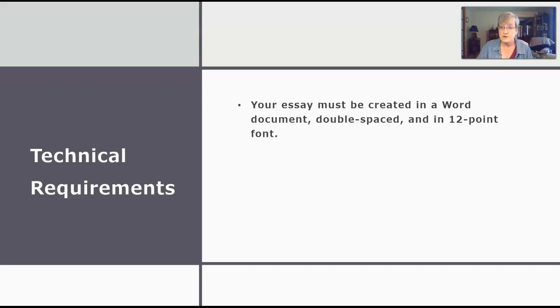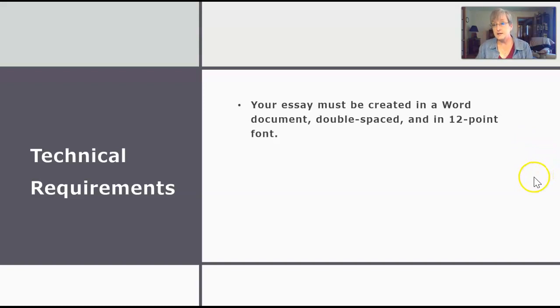You have access to Office 365 as a student here. You've already paid for it through your tuition and fees. So you need to use Microsoft Word for your paper. If you turn in a paper through the Dropbox that is in PDF format, I have to convert it, and I will note that the formatting does not always persist when it's converted.